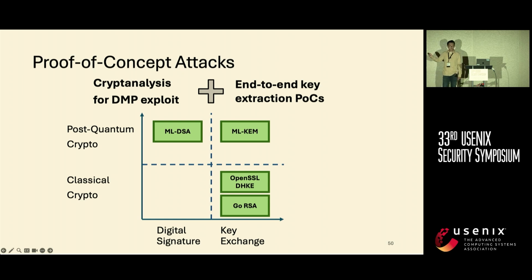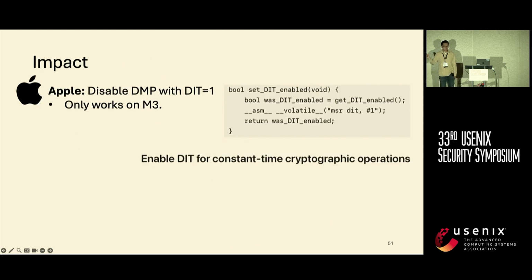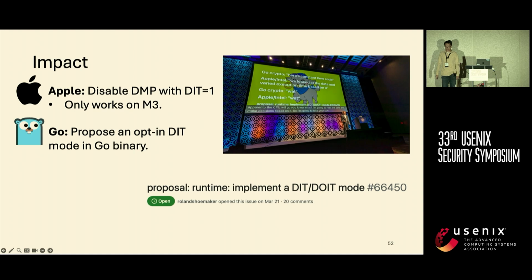GoFetch has real-world impact. As a response to GoFetch, Apple released guidance on enabling the data-independent timing bit for constant-time cryptographic operations. Currently, this bit can only disable the DMP on Apple M3 processors and perhaps newer generations of Apple silicon, but not on M1 and M2. Go is planning to add an opt-in DIT bit in its binary to let users determine if they have such a concern and want to take extra precaution.